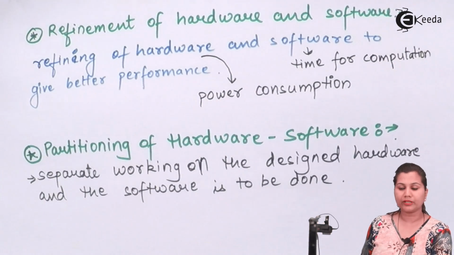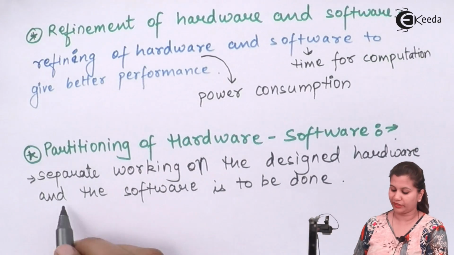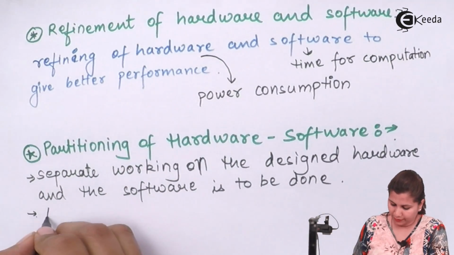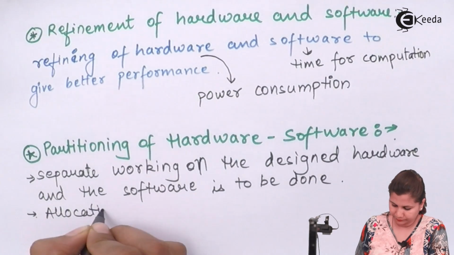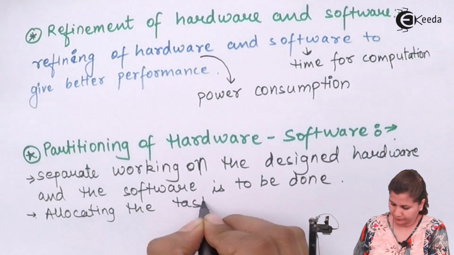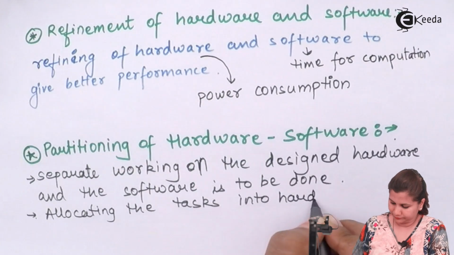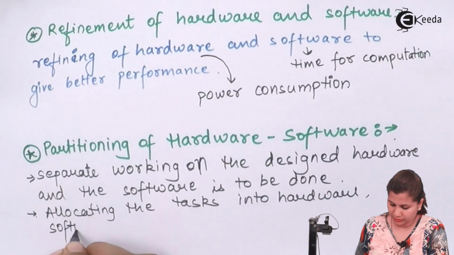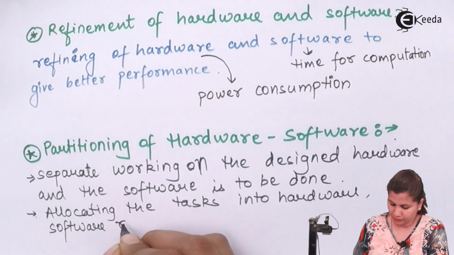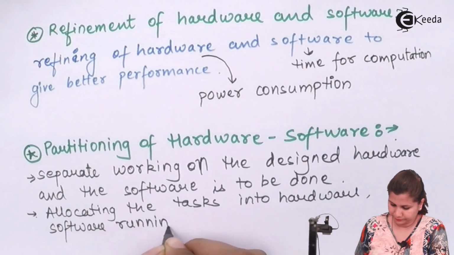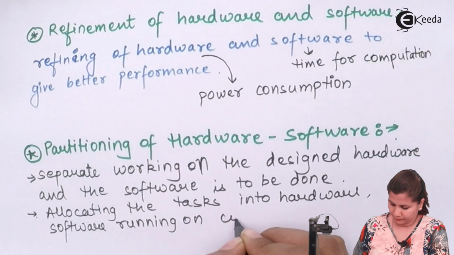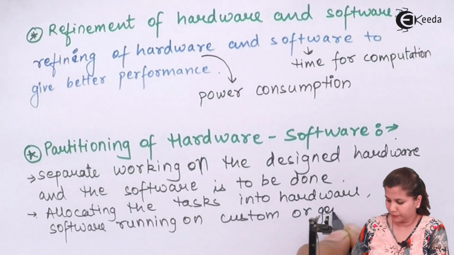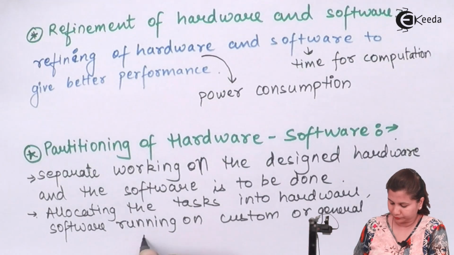The separate working on the design of hardware and software is to be done. So how is it done? Allocating the hardware, and the software is running on custom or general purpose hardware.